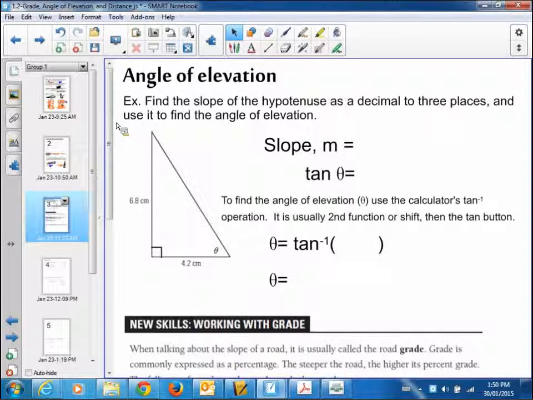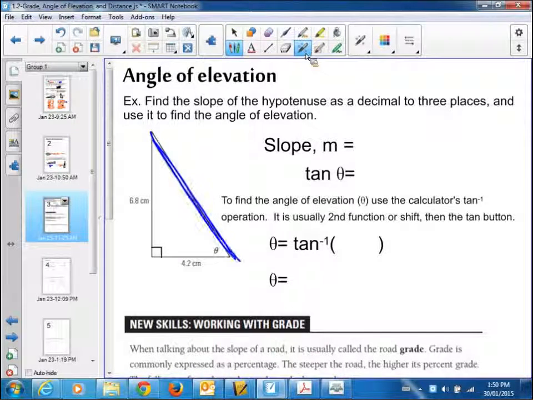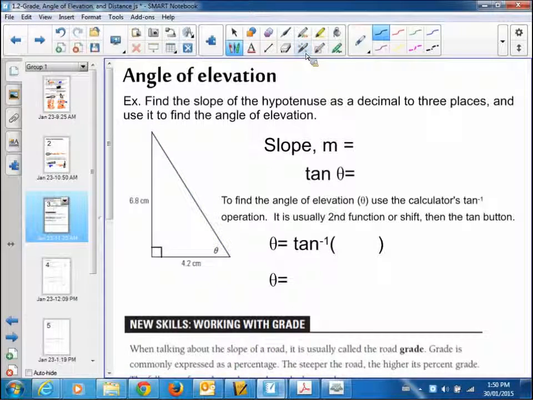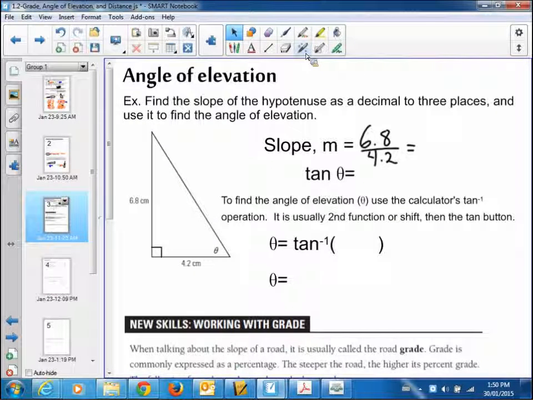Okay, this is a ramp. Right here, right? So how steep is it? What's the rise over the run? It's the same as the tangent. But here's what we're going to do. The slope is the rise, 6.8, over 4.2. And then you're going to use that to get a decimal. 6.8 divided by 4.2.